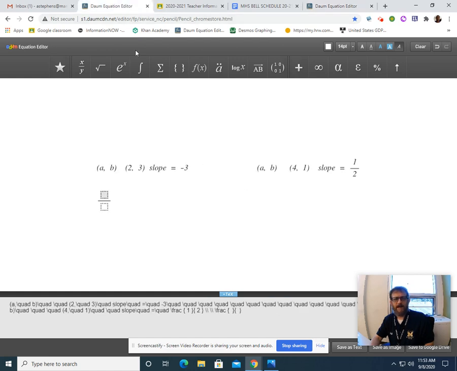Now, if we go back to the original question, which I shortened down basically to this idea, we have one line that contains the point (a, b), the point (2, 3), and has a slope of -3. We have a second line that also contains the point (a, b), contains the point (4, 1), and has a slope of 1/2. And I know we're talking about lines because slopes only apply to lines.